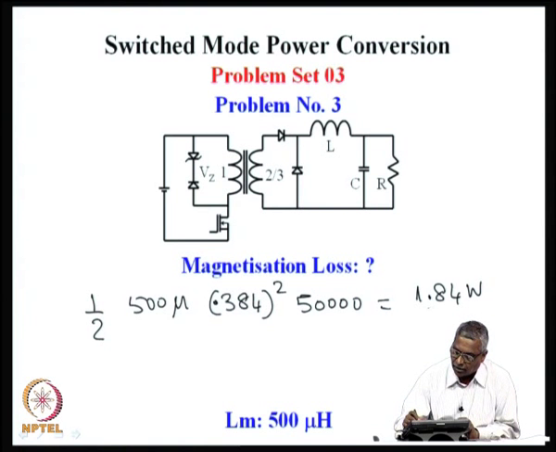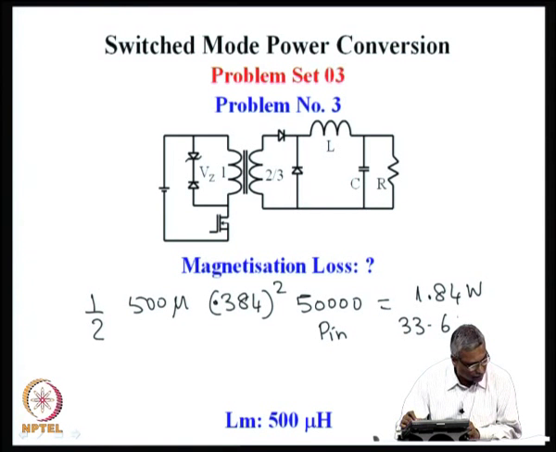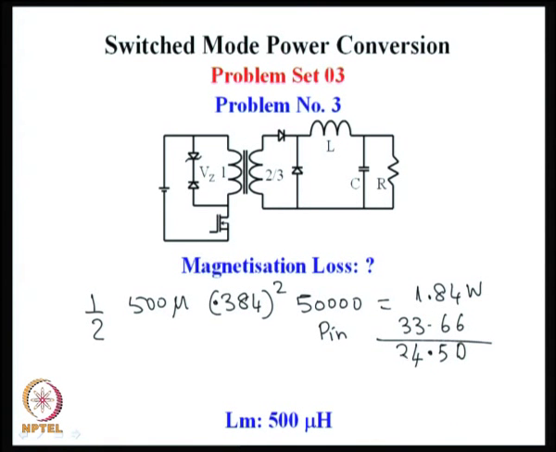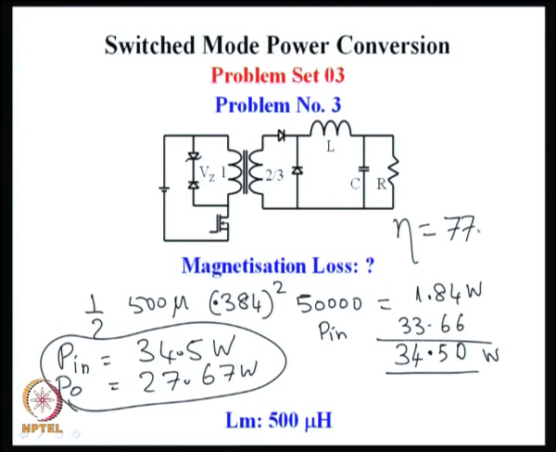Now, this is the additional loss compared to what I had already calculated. So, the other P in without taking this into account was 33.66. So, I add all of them, 33.66 plus 1.84. So, our P in is 35.50 watts and P out is 27.67 watts. So, from this we can say efficiency is 77.9%.